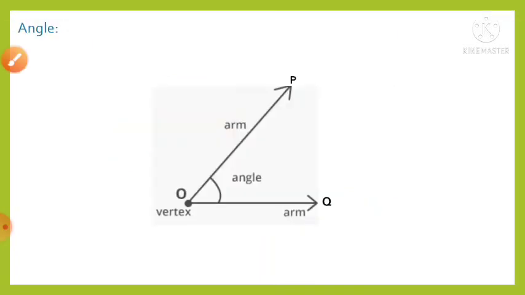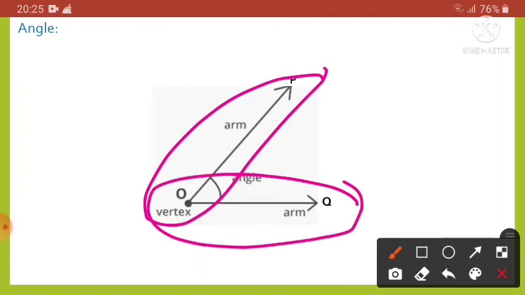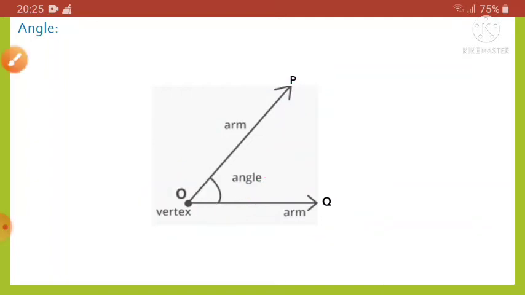Now we are dealing with angles. You can see this figure. Two rays having a common end point form an angle. Here we are taking two rays, one is OP, another one is OQ, and between them an angle is made. So two rays having a common end point form an angle.